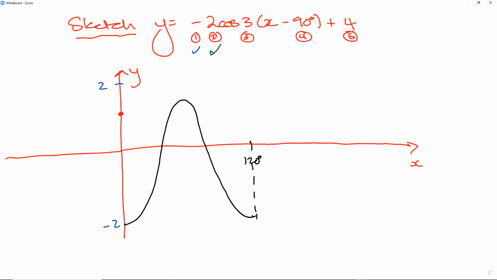So now I've applied the period change: 360 becomes 120 after dividing it by 3. Then I've got x minus 90. I'm now going to shift the entire graph left by 90. So every single point that was 0 becomes -90, for example. So for this whole graph, if I have to, I can just draw a dotted line at -90.